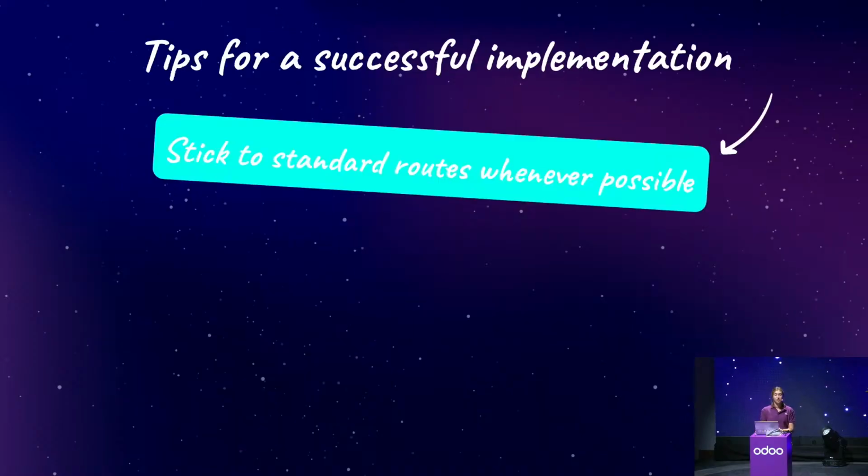First, stick to standard routes whenever possible. They work fine and are consistent with each other. Custom routes can create gaps between rules, and it's not always easy to find where the issue comes from.